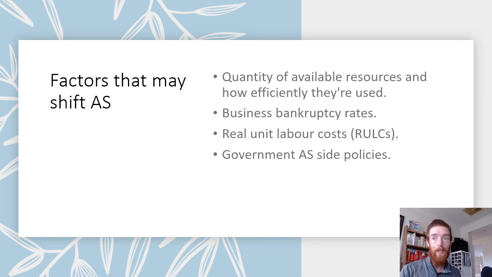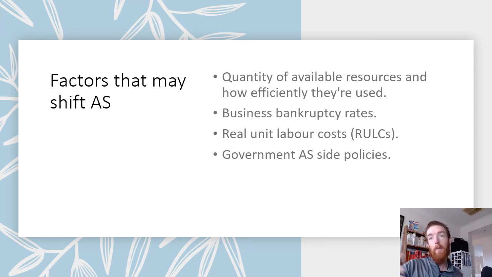If you have more resources, you can produce more. If you use your resources more efficiently, you can produce more. Business bankruptcy rates: if businesses are shutting down, there's going to be less production, less aggregate supply. Real unit labor costs, so how much your workers are costing you per hour or per product that they're producing. Obviously, that's going to have a pretty clear effect on production.